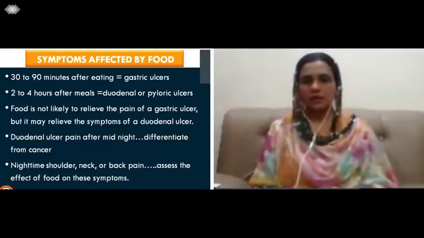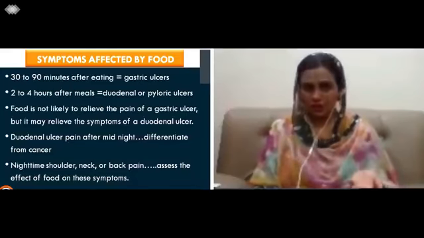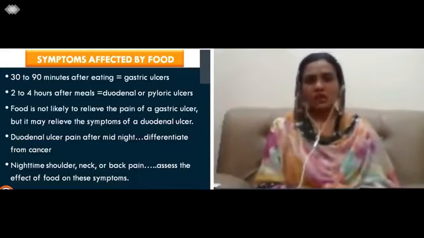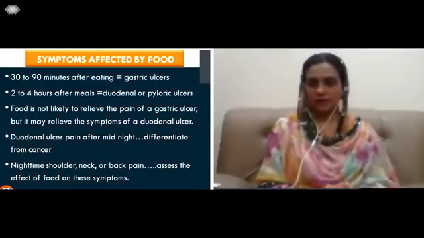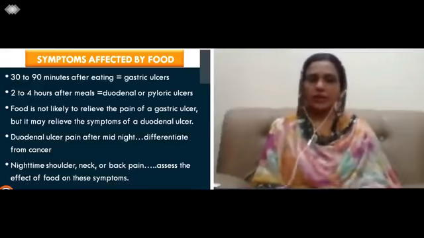But in the case of gastric ulcer, food is also a stimulus to the release of gastric juices. So that's why it is said that food is not relieving the pain of a gastric ulcer, but it can relieve the signs and symptoms of a duodenal ulcer.